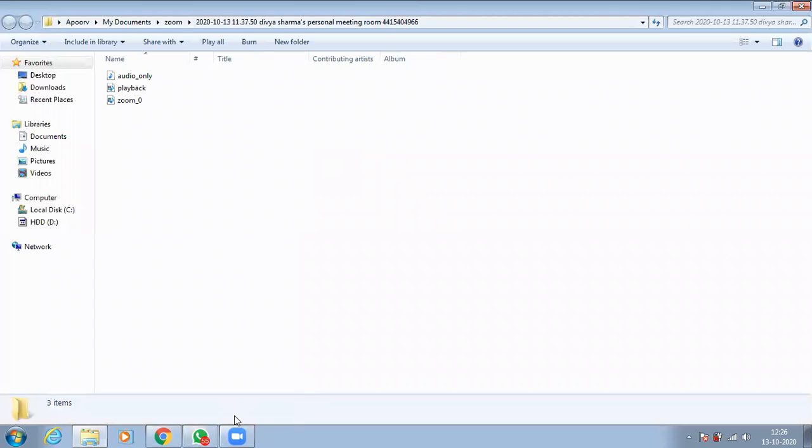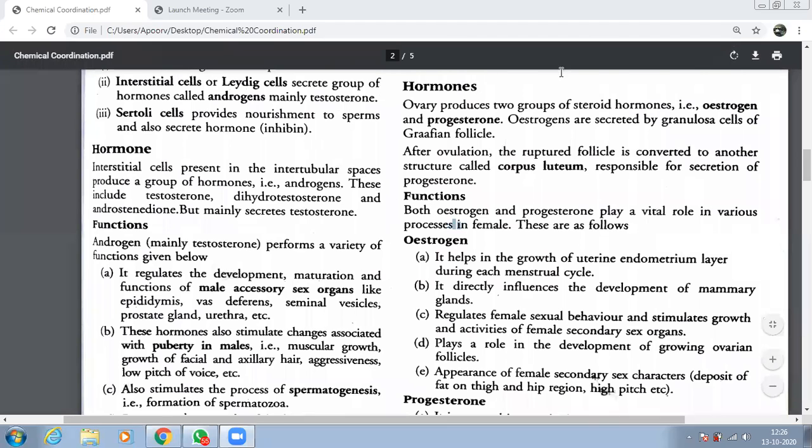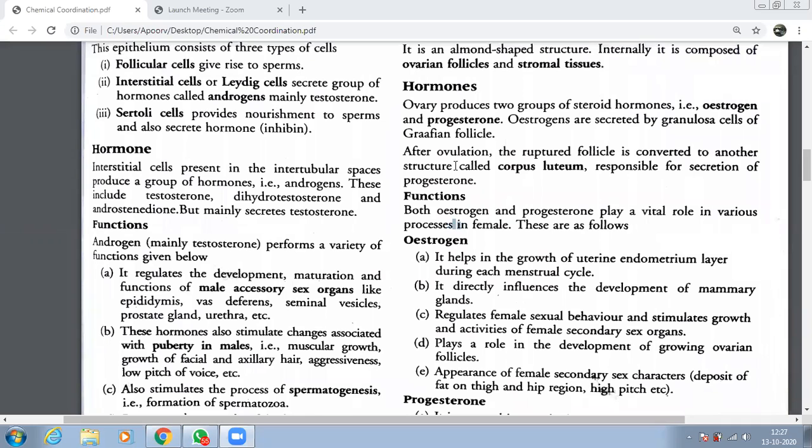When we were doing those hormones, we had divided the human body into how many parts? Three parts. When we talk about the head part, what were the hormones? Hypothalamus, pituitary, and pineal gland. Then coming to the neck region, we had thyroid, parathyroid, and thymus gland.